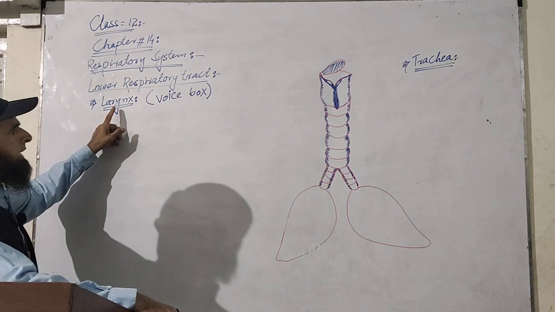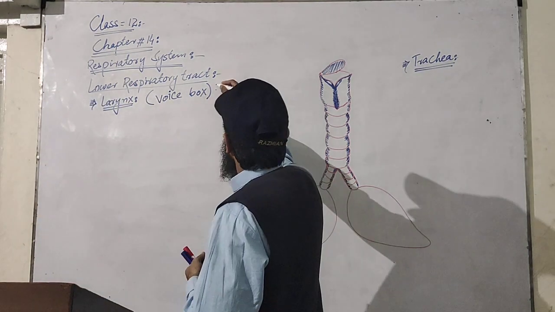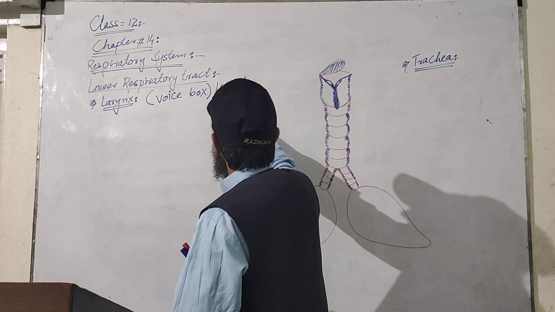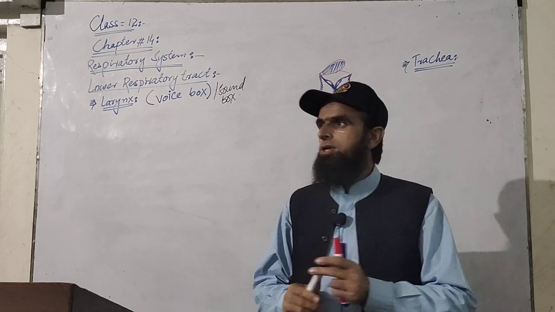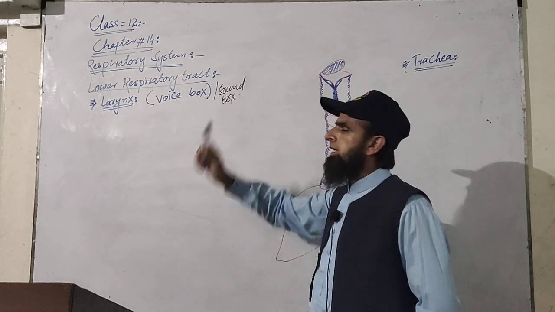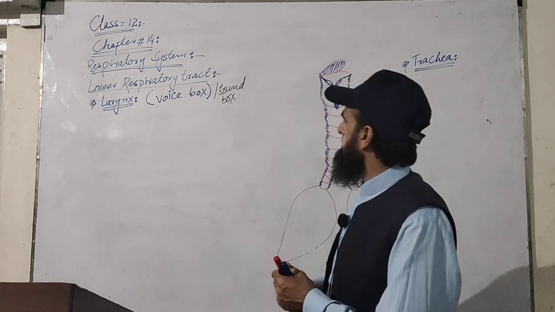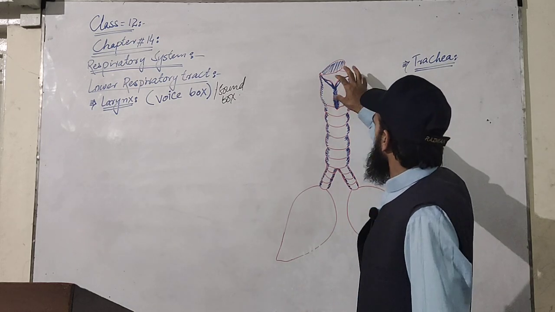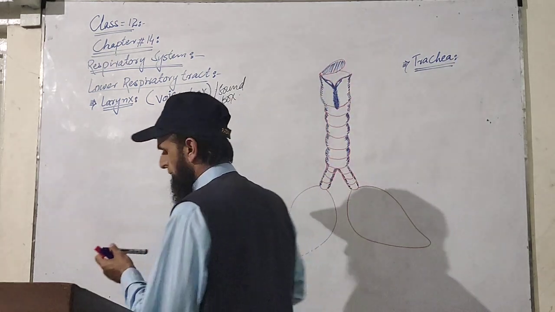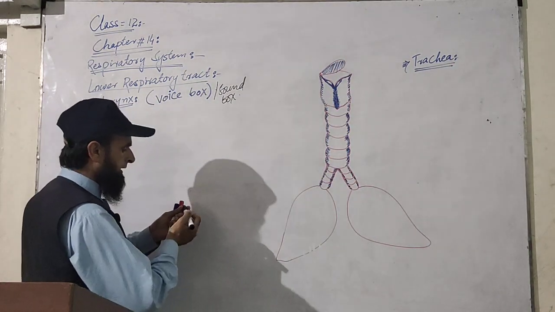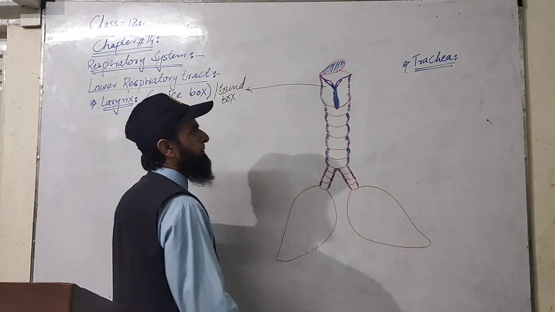So first of all, coming towards the larynx, which is also called the voice box or sound box. It is called the sound box or voice box because it helps in the production of voice or sound. How that sound is produced, we will talk about later, inshallah. Before going into the detail, we are going to talk a little bit about its structure. What is larynx? This is the whole diagram which has already been drawn on the board. This is the larynx or sound box or voice box.